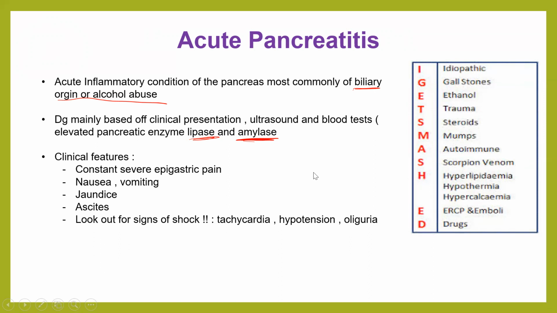So the clinical features that we see in acute pancreatitis are constant severe epigastric pain, nausea, vomiting, jaundice, ascites, and we really need to look out for signs of shock because, like I said, acute pancreatitis is an emergency and it can progress really quickly to shock. As you go up in the years, you need to know the symptoms of shock. They're very important: tachycardia, hypotension, oliguria.